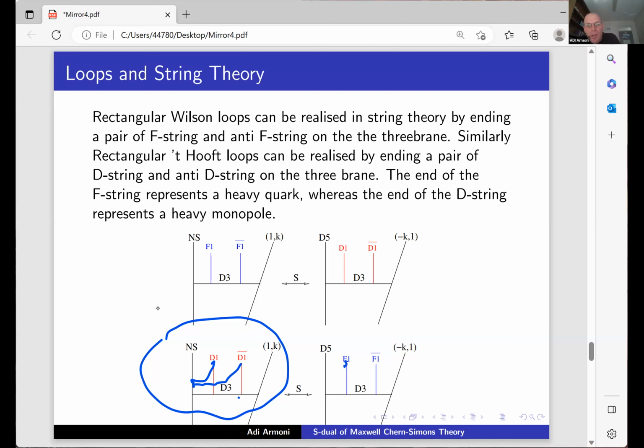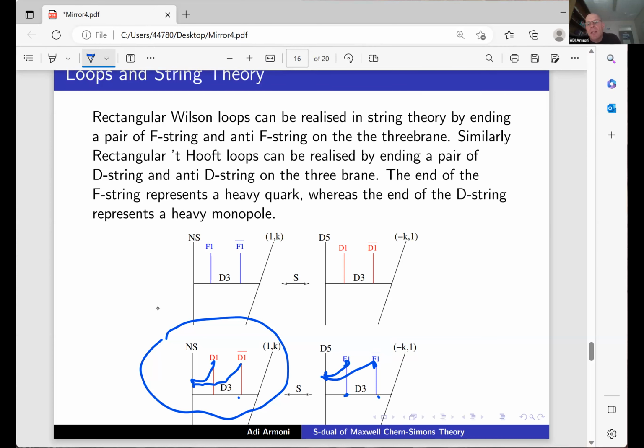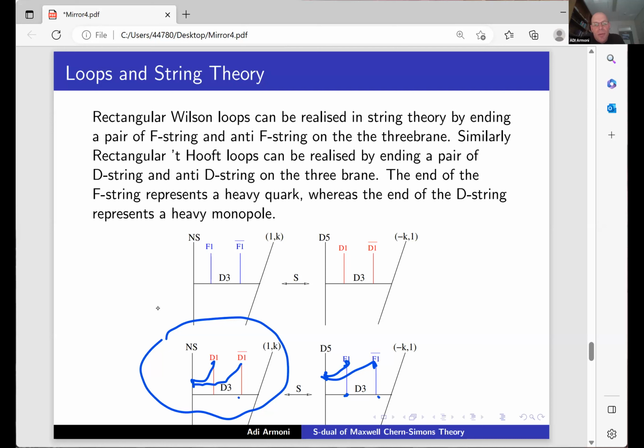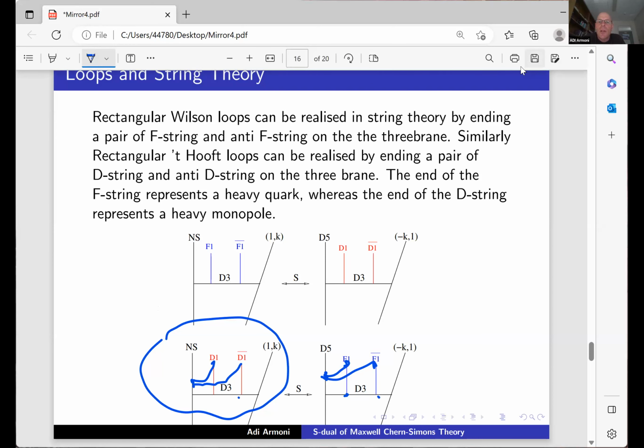And the same statement is true in the magnetic side. The fundamental string can end on a D5 and also the anti-fundamental string. So instead of ending on the D3, dynamically, they will prefer to end on the D5 to reduce the energy. So we see an intuitive way to see why these objects are trivial.